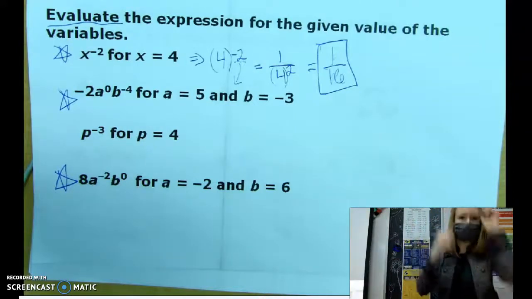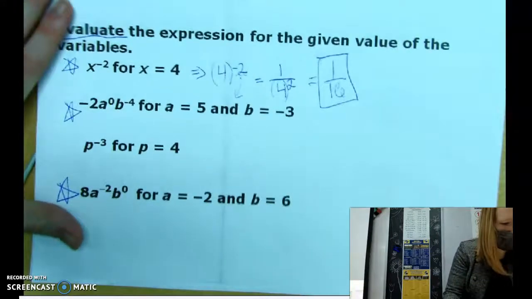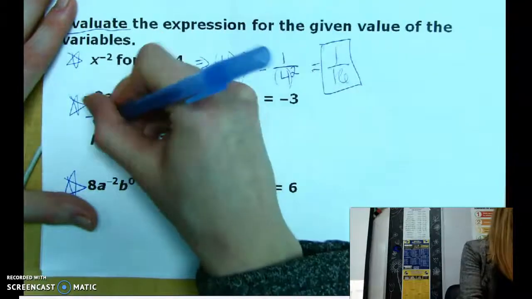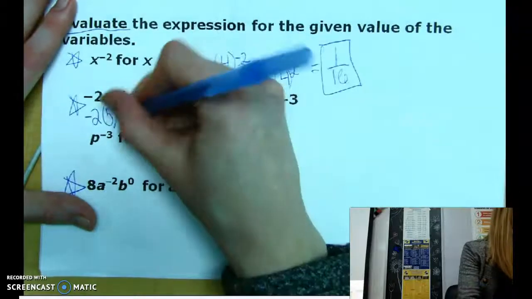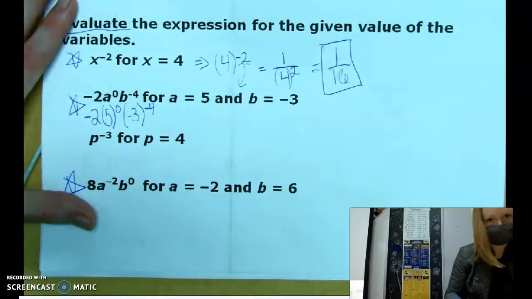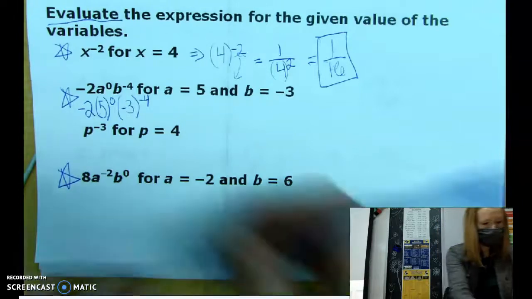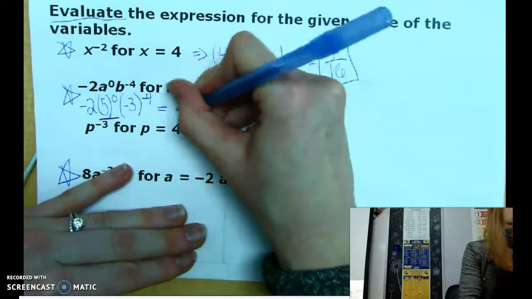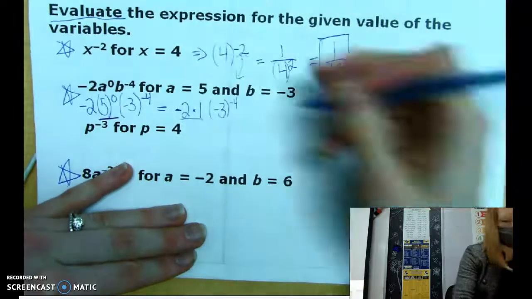Ish? Okay. This next one, we have negative 2, a to the 0th power, b to the negative 4th power. Let's plug our stuff in. So I have a negative 2. And remember, a is 5. So we're going to get 5 to the 0 power. And then b is negative 3 to the negative 4th power. There's two things I need to simplify here, right? Anything to the 0th power gives me 1. And negative 2 times 1 is just negative 2, right?